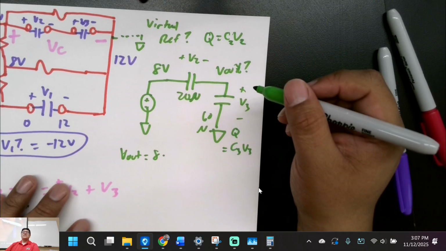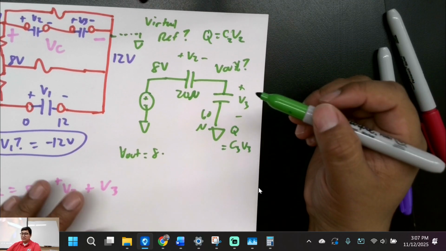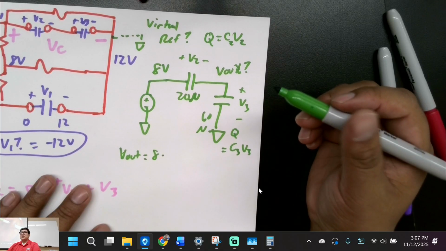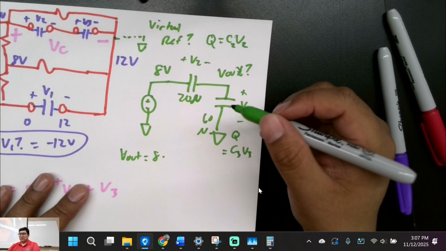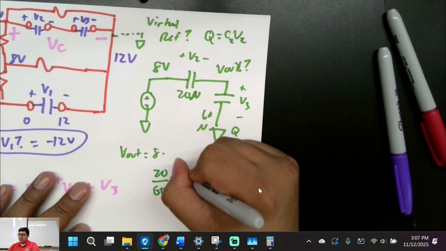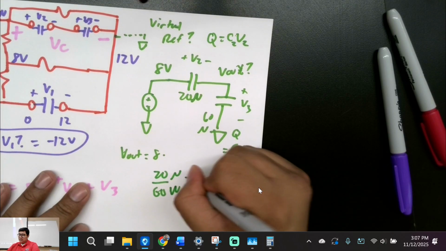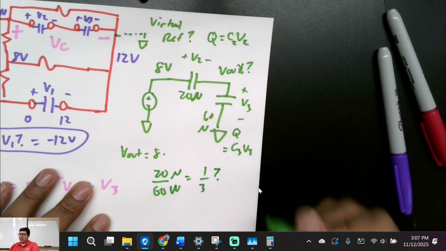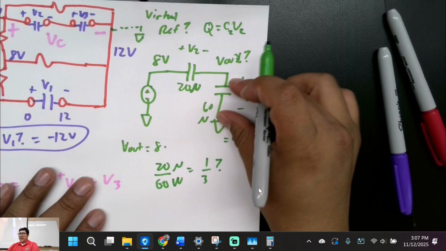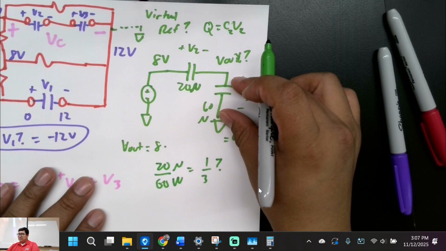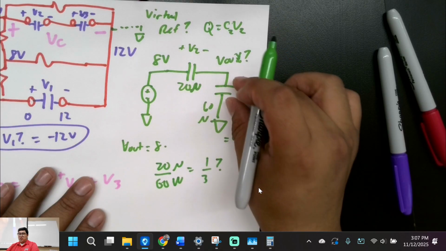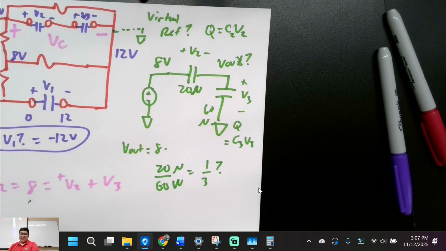Wouldn't it just be like a direct ratio, like 20 over 60? That's what I'm thinking too. So it would be 1/3, 2/3, which equal 8. Yeah, that's what I'm thinking too, because technically this is a bigger charge, or bigger tank. And this one's a smaller capacitor, but let's just see the simulation.